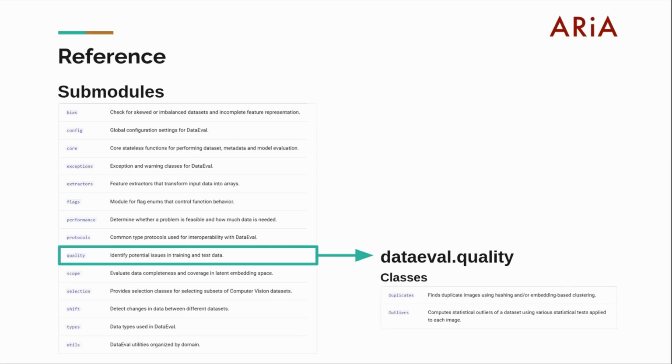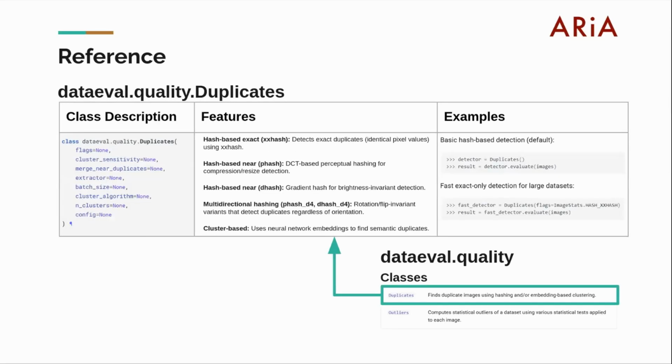And so I can look into that. I see that the related classes within DataEval quality are duplicates and outliers. If I want to know more about duplicates, I can enter that. And then it shows what parameters it's taking in, the potential features that you can use, and then it gives a brief example of how you would use that. I think that's a really cool component.